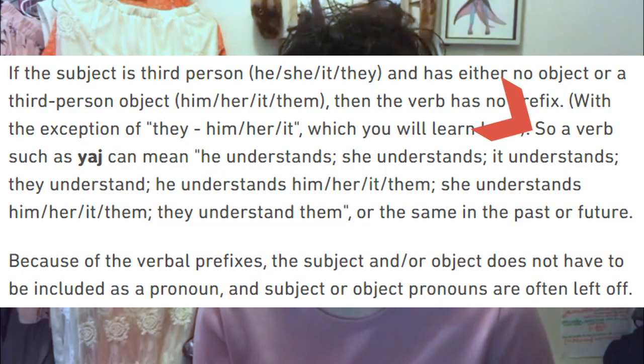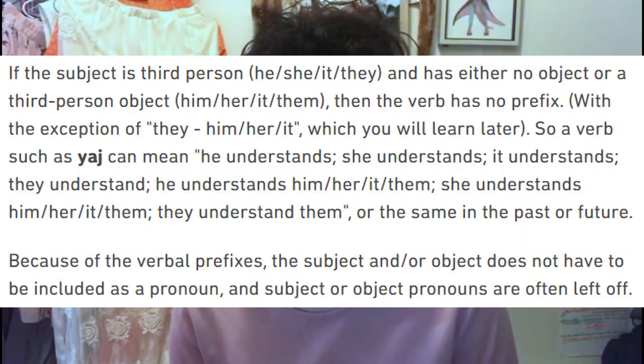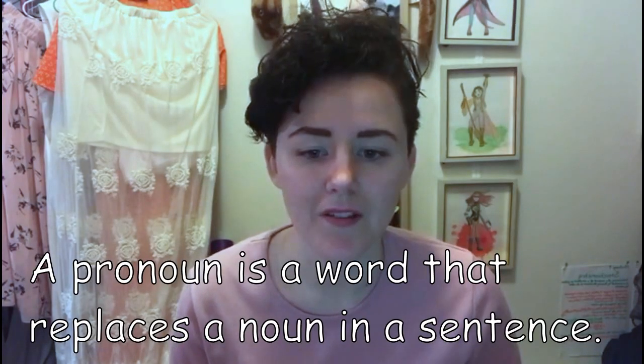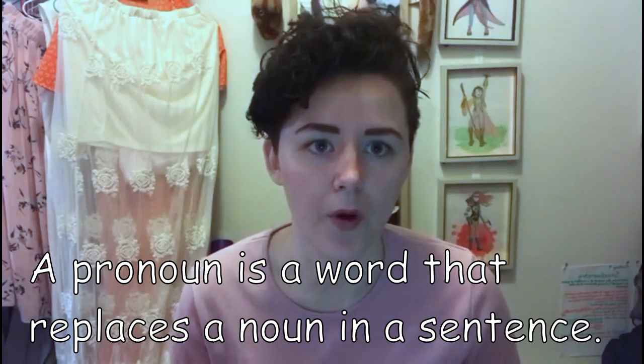learn later. Thanks, Duolingo. So a verb such as yarj can mean he understands, she understands, it understands, they understand, him, her, it, them. Woo! And is the same in the past or future tense. Because of the verbal prefixes, the subject and or object does not have to be included as a pronoun. The subject or object pronouns are often left off. Pronouns are she, he, him, her.